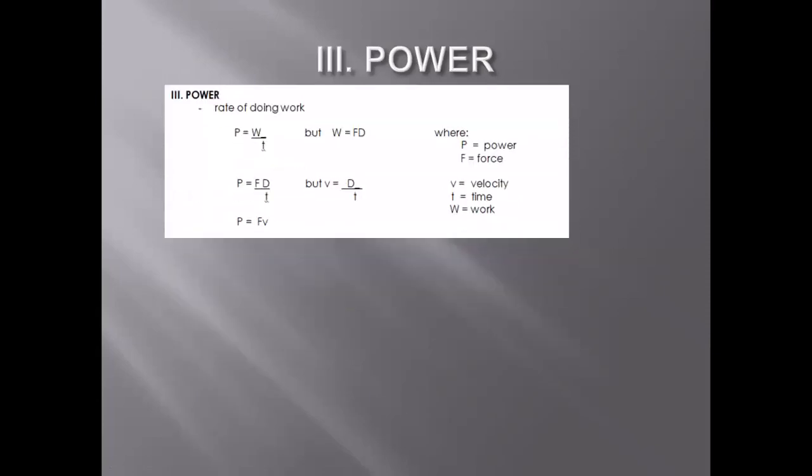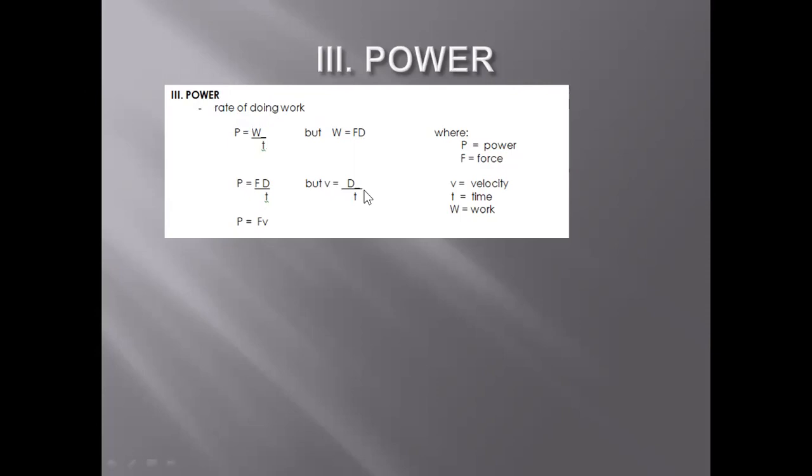Now let's proceed with the third quantity. We have power. Power now is actually the rate of doing work, or work all over time, okay? When we say rate, that is per unit of time. So power is the rate of doing work or work per unit time. So P is equal to W all over T, but W is equal to force times distance. P is equal to force times distance all over T, but V is equal to D all over T, or your velocity is equal to distance all over time.